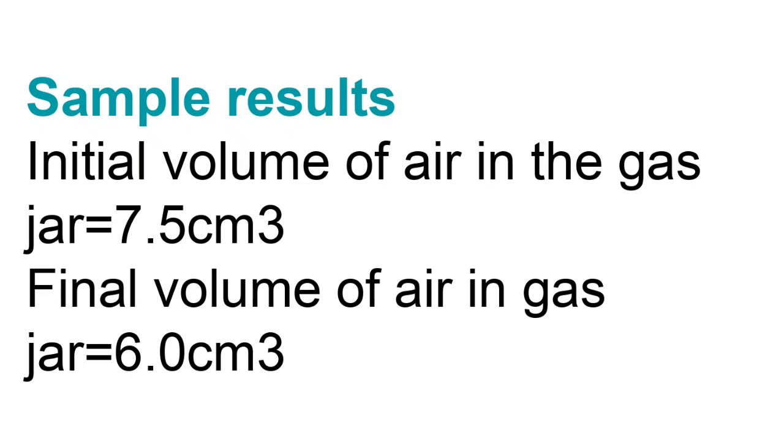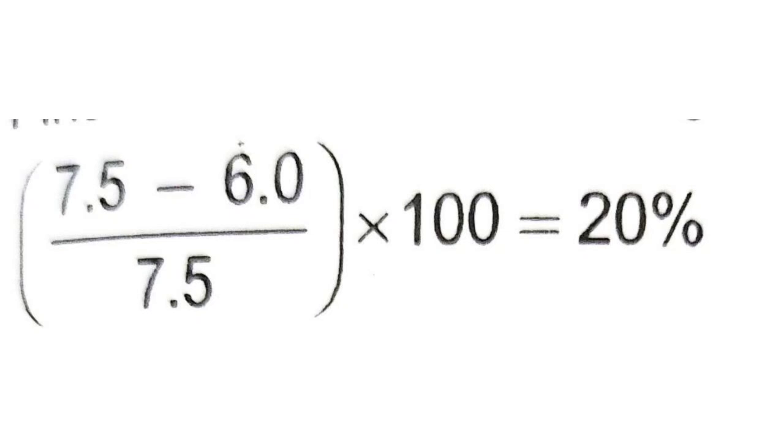Initial volume of the air in syringe A was 7.5 centimeters cubed, and the final volume of air in syringe A was 6.0 centimeters cubed. So using the formula I stated above, we shall take the initial, which is 7.5, minus 6.0, divided by 7.5, all that times 100, which is going to give us 20%.